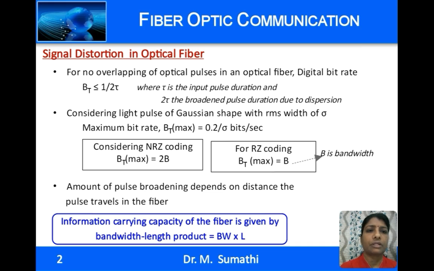The amount of pulse broadening depends on the distance the pulse travels in the fiber. As the pulse travels along the fiber, the effect of dispersion causes broadening of the pulse, and the broadening depends on the dispersion per unit length of the fiber. This restricts the information capacity of the fiber, and the information capacity can be given by the bandwidth-length product.